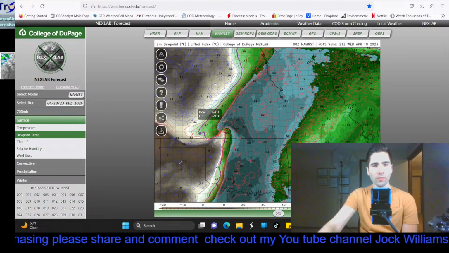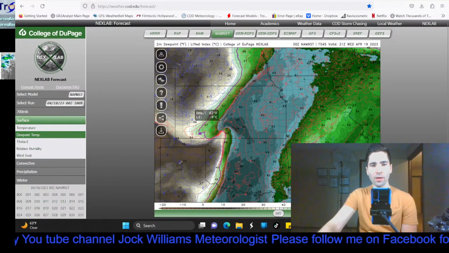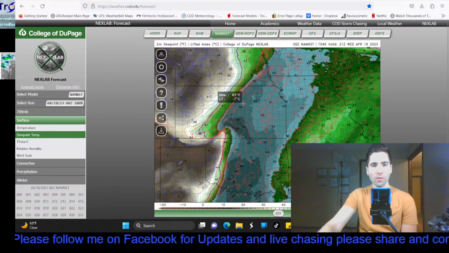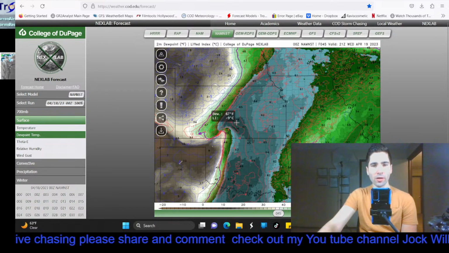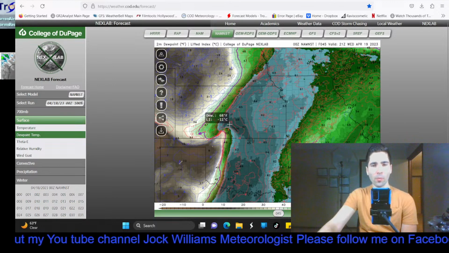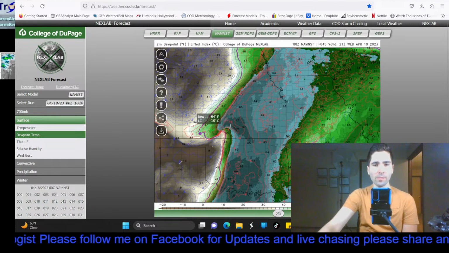So thunderstorm development, we should see some thunderstorm development between 3 and 6 p.m. Some isolated supercells should start to develop from the Salina, Kansas area down to the Wichita, Kansas area, and points a bit to the west-southwest of the Wichita, Kansas area and the Salina, Kansas area Wednesday.